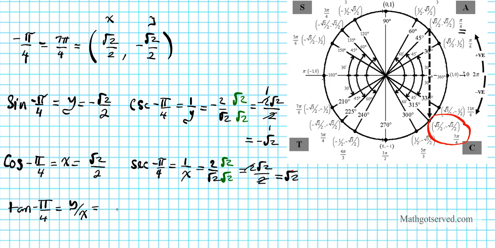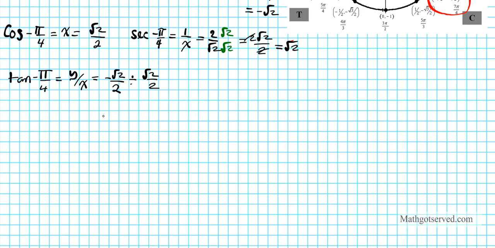So y is negative root 2 over 2 divided by x, which is root 2 over 2. So you drop, change, flip, multiply the first by the reciprocal of the second, like that. And then we can reduce. 2 goes here, 1. 2 goes here, 1. Root 2 goes here, 1. Root 2 goes here, 1. Final answer is negative 1.